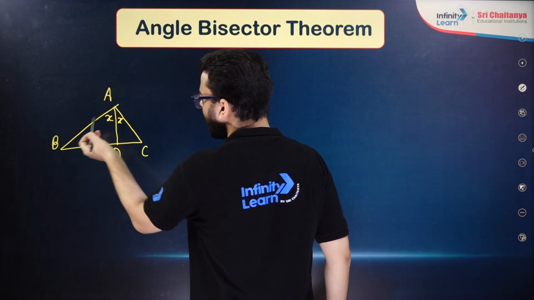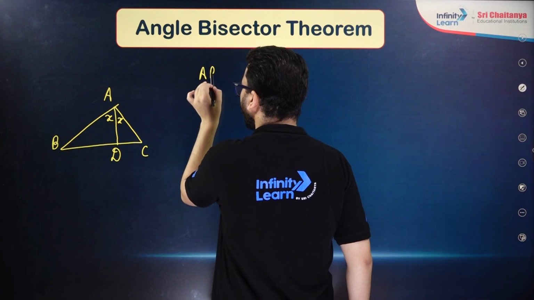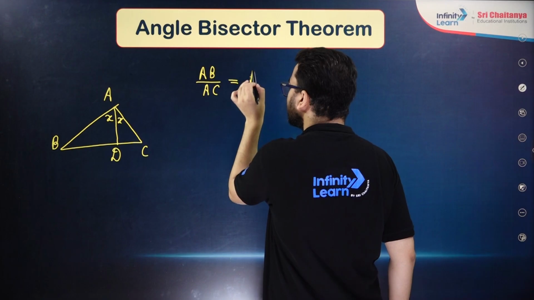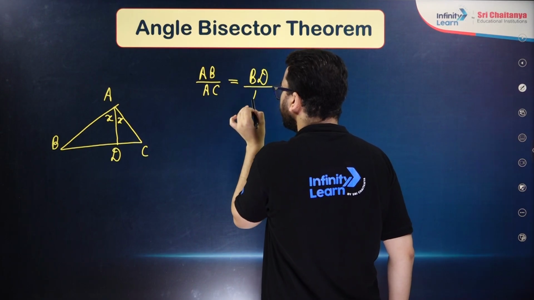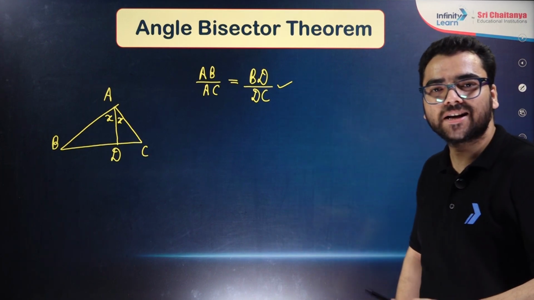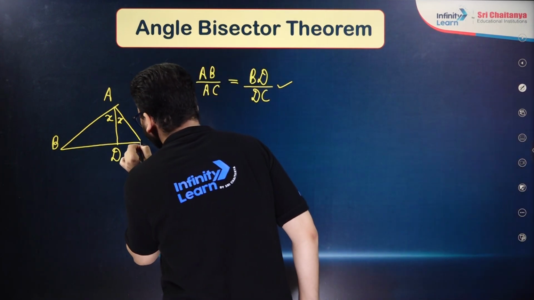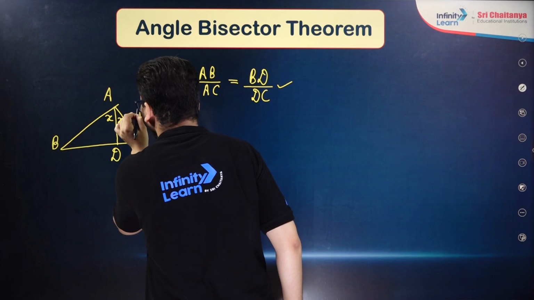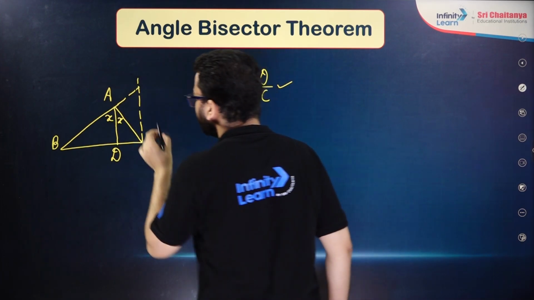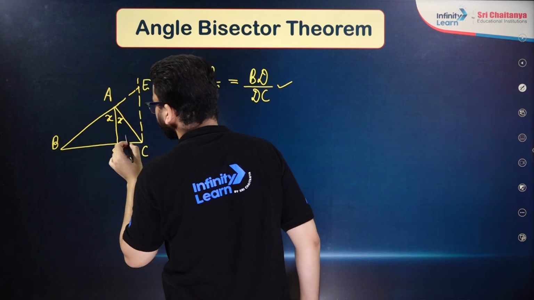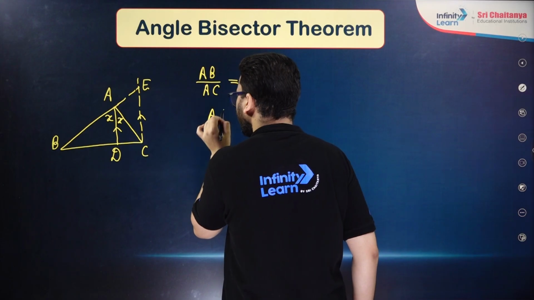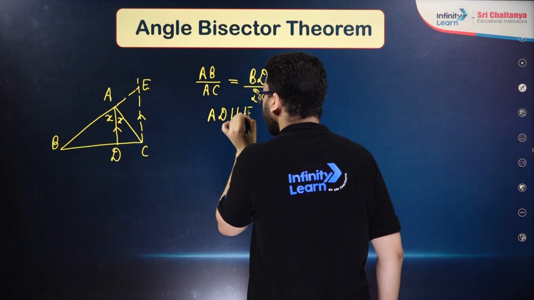What we have to prove? We have to prove AB by AC is equal to BD by DC. Now how will we prove it? There is a construction for it. The construction says that you have to draw a line parallel like this and then join this. Suppose this is point E. We have constructed this parallel to this. It means AD parallel to EC we have constructed.